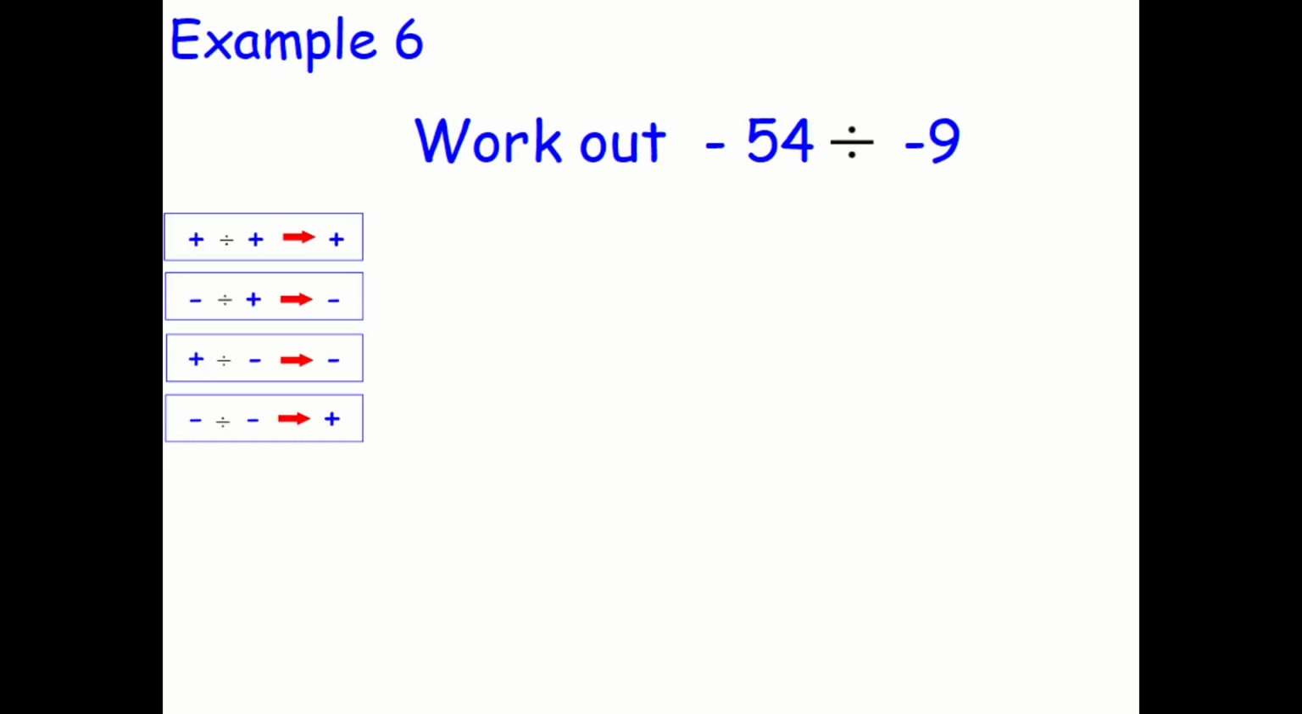Example number 6, work out minus 54 divided by minus 9. So I'm dividing a minus by a minus, or I'm dividing a negative by a negative. So it's this rule. So my answer is positive. So all I need to do is 54 divided by 9, which is 6. And it's positive 6, which you can just leave like that, or you can put a plus sign in front of it.